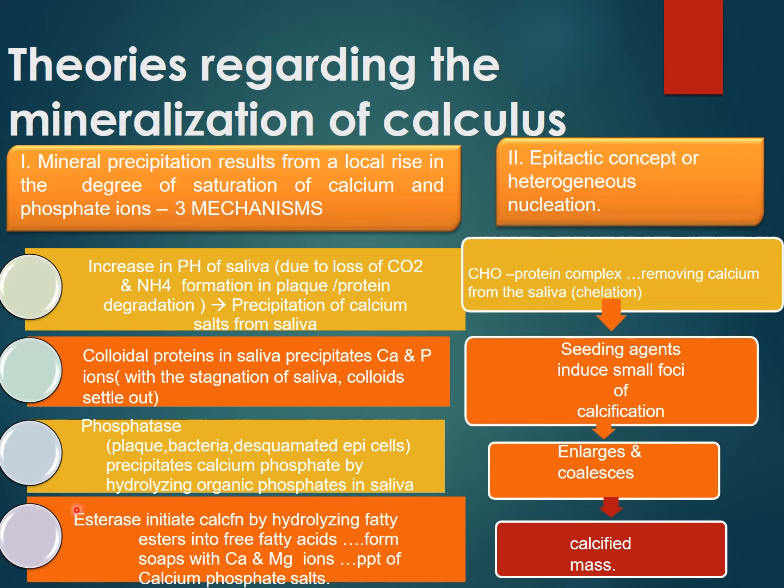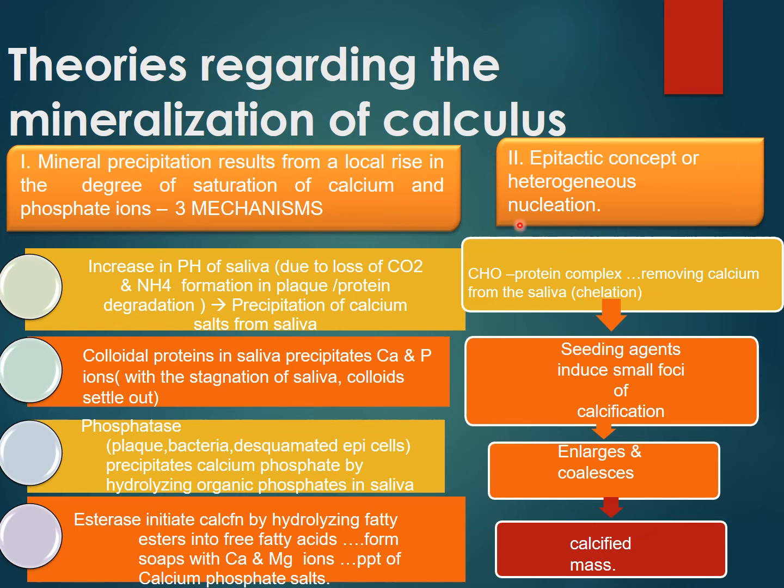And esterase initiates calcification by hydrolyzing fatty esters into free fatty acids, which form salts with calcium and magnesium ions, and which leads to the precipitation of calcium and calcium phosphate salts. So these are the three mechanisms: first, increasing pH of saliva; second, colloidal proteins; and third, enzymes like phosphatase and esterase. By this, the calcium and phosphate salts will precipitate.